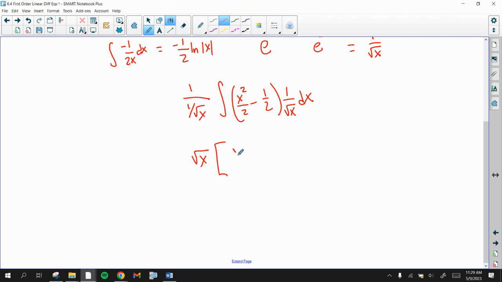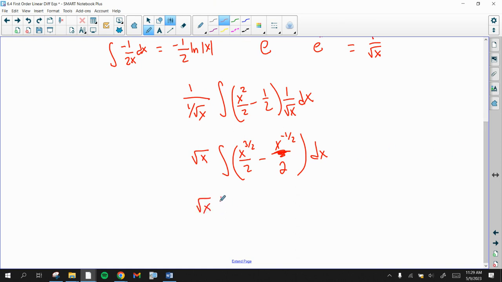Oh, no, I just missed something. I have to multiply the 1 over root of x in, of course, so it's x to the 3/2 over 2 minus 1 over 2x to the negative 1/2 up here. Now I'm good to integrate.